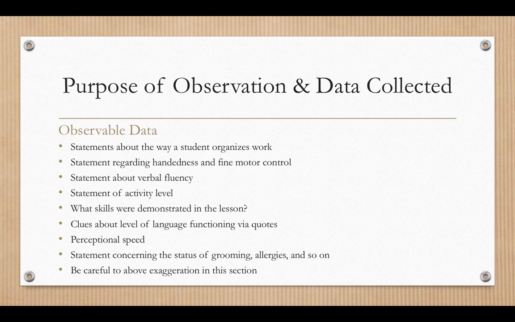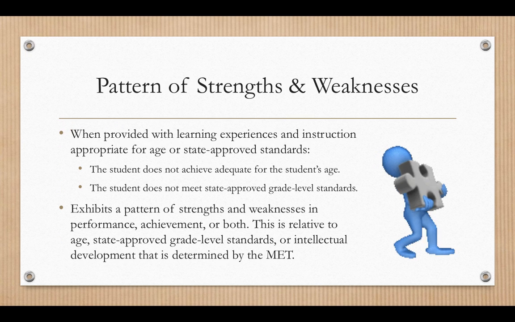Observable data are statements about the way a student organizes work, a statement regarding handedness and fine motor control, a statement about verbal fluency, a statement of activity level, what skills were demonstrated in the lesson, cues about level of language functioning via quotes, perceptual speed, a statement concerning the status of grooming, allergies, and so on. Be careful to avoid exaggeration in this section.